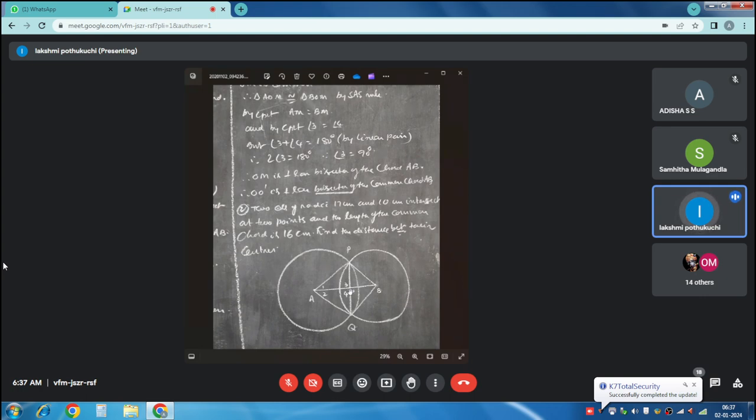17 square is 289. Now the other one is what? 8 square is 64. 289 minus 64 is 225. Square root is 15. 8, 15, 17 are Pythagorean triplets. So AO is equal to 15.